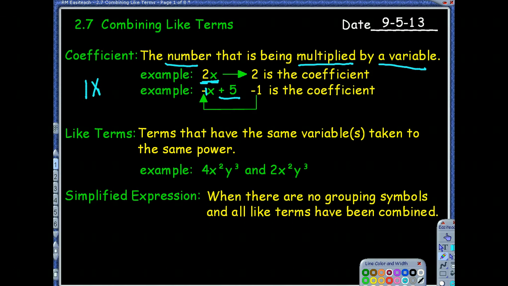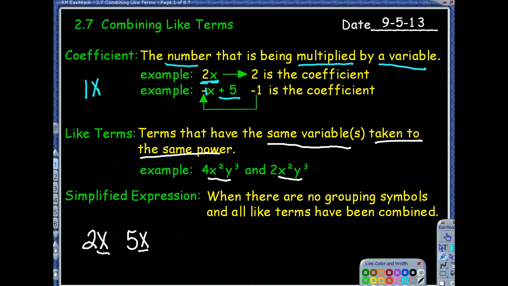Now, another vocabulary term, like terms. These are terms that have the same variables taken to the same power. I have an example on here. We have 4x squared y cubed and 2x squared y cubed. Those would be considered like terms because they have the same variables taken to the same power, that x squared y cubed. Most frequently, you'll see things like 2x and 5x. Those would be considered like terms because they both have the exact same variable taken to the same power. In this case, they're both just an x to the first power.